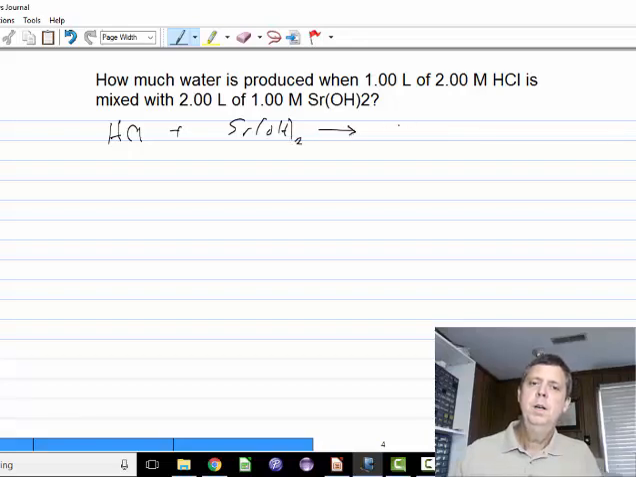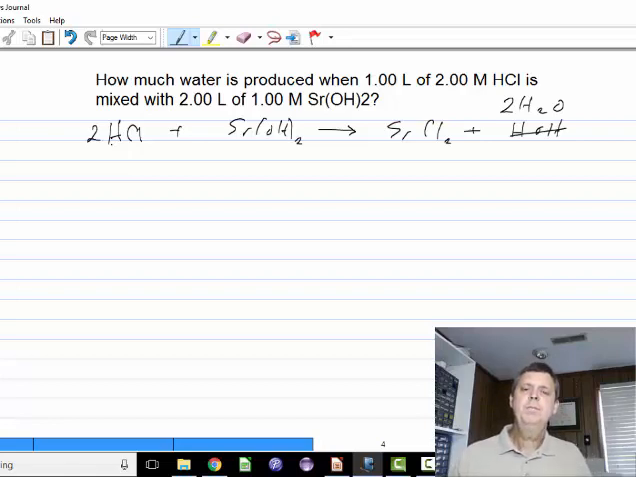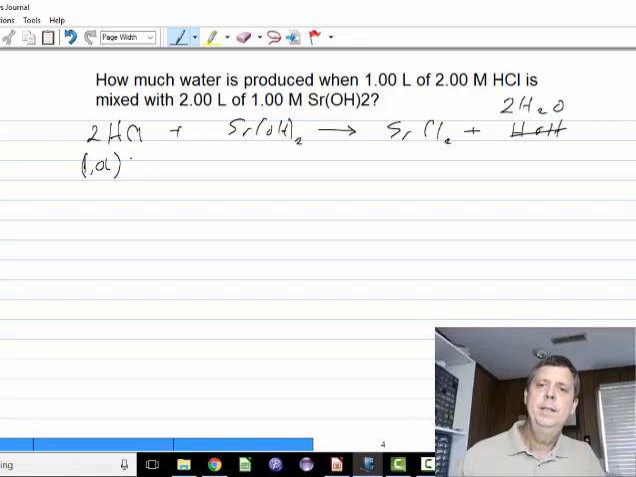Of course, that will produce strontium chloride. And if you look at this as a double displacement reaction, you would get HOH. We just normally write this as H2O. Then you balance your reaction. And now we need to figure out which is our limiting reactant and how much product we are forming. So, for HCl, we know that this is 1.0 liters and 2.0 molar. Sorry, there's an extra 0 in there.